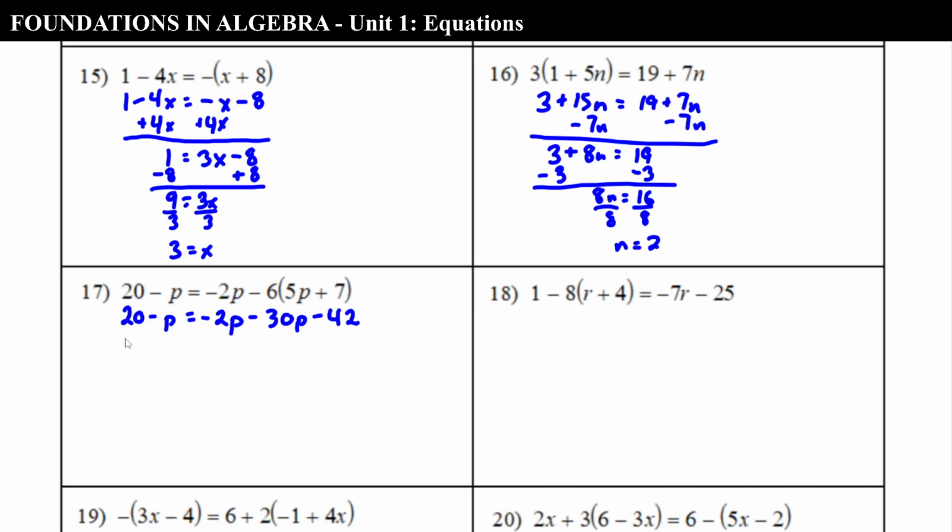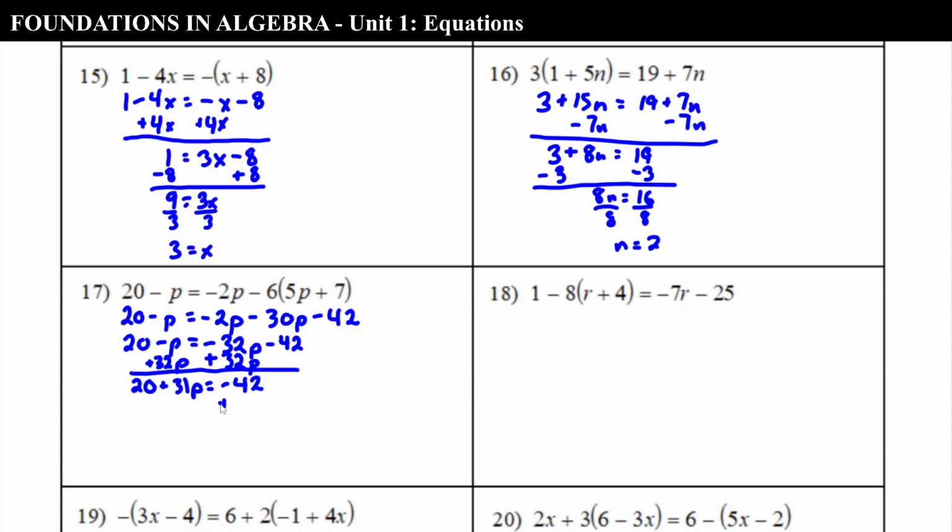Now let's combine like terms, because we have combined terms that are the same on the right-hand side. So negative 2p minus another 30p gives us negative 32p minus 42. And now we're going to move things. So let's add 32p to each side. And when we do, we get 20 plus 31p equals negative 42.